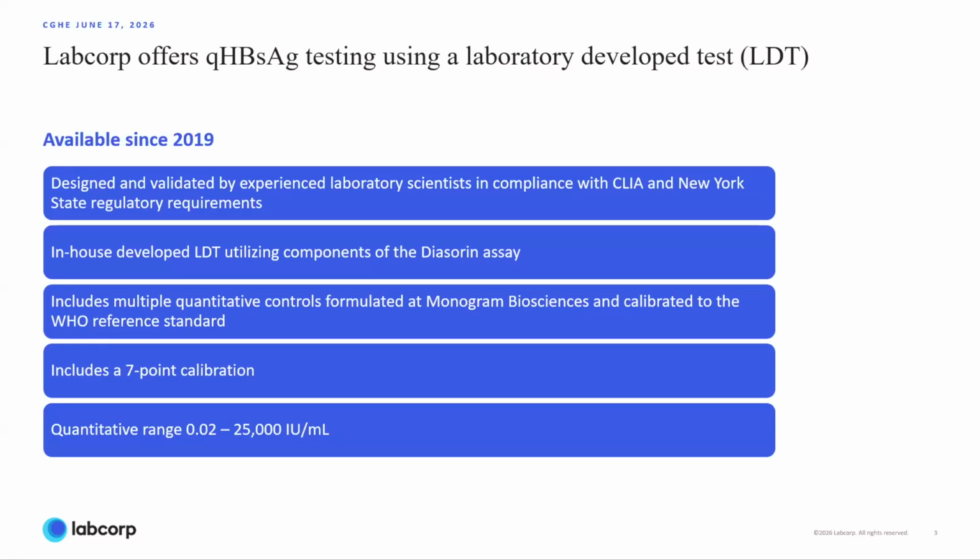As I mentioned, it is an in-house developed LDT. It does utilize some components of the Diasorin assay, but is largely lab developed. It does include multiple quantitative controls that were formulated at Monogram Biosciences using recombinant Hep B surface antigen, and it's been calibrated to a WHO reference standard. Since it is quantitative, we always include a calibration curve, and in this case, we have a 7-point calibration curve and a reportable quantitative range of 0.02 to 25,000 international units per mL.